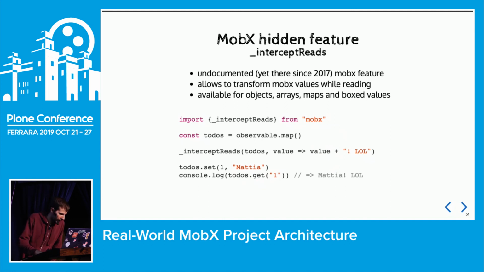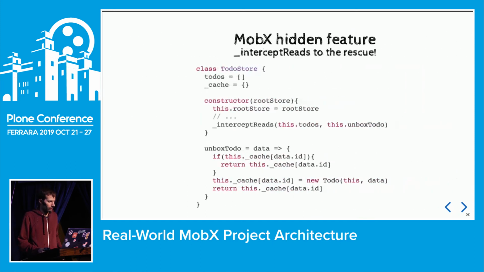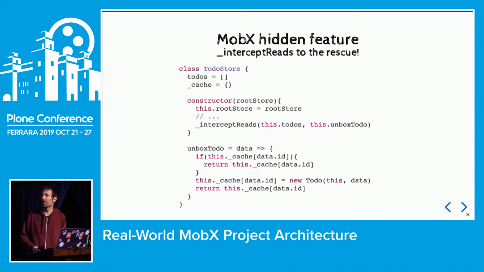For example, here I'm trying to set a property with an ID of 1 and a name Mattia, and when I try to get that value by using interceptReads, we are just appending the .dot value. And this is very useful because with that, we can implement something like a cache. What happens is that instead of unpacking the entities as they arrive to our application, we will unpack them as we read them from our application.